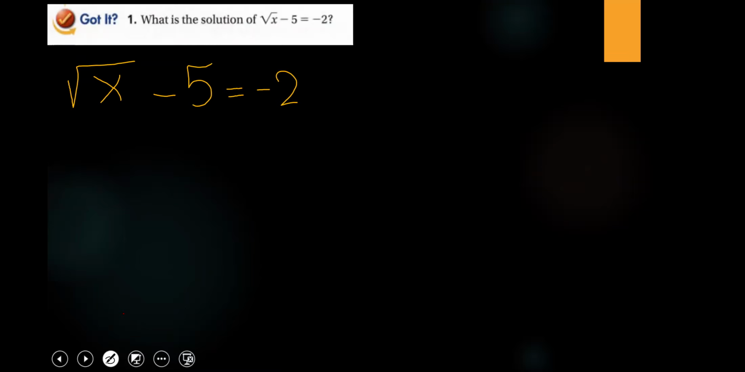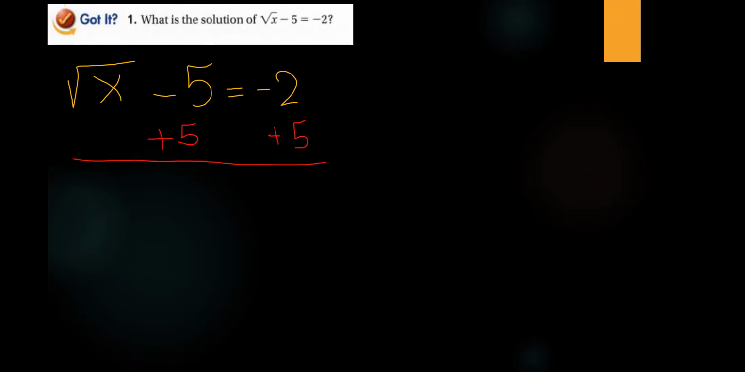This radical has 5 subtracted, or -5. So you have to add 5 to both sides here. Then, since they cancel each other, square root of x equals -2 plus 5, which is 3.